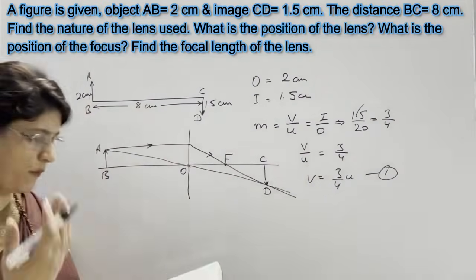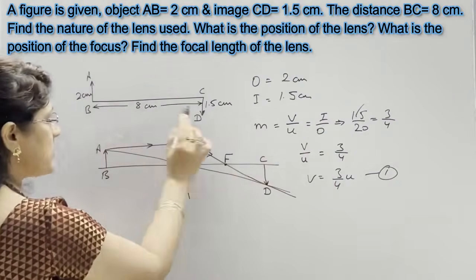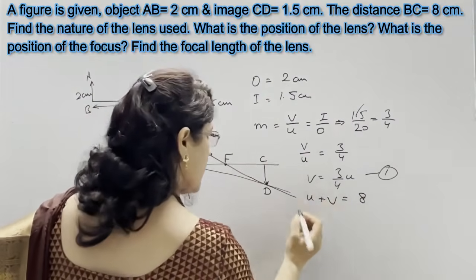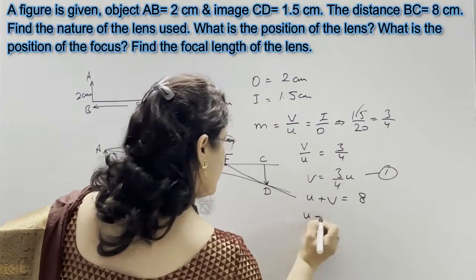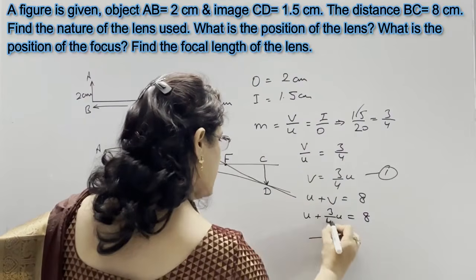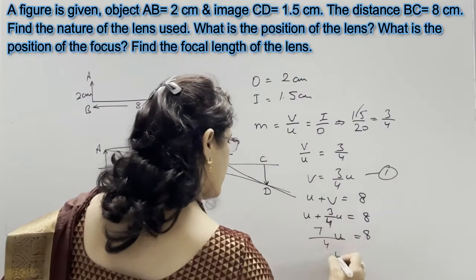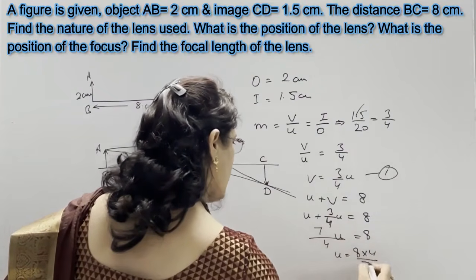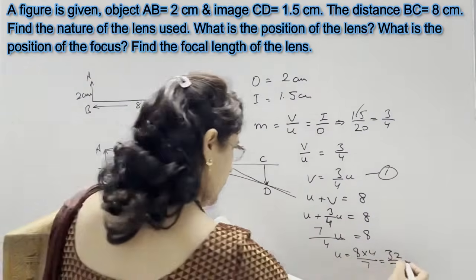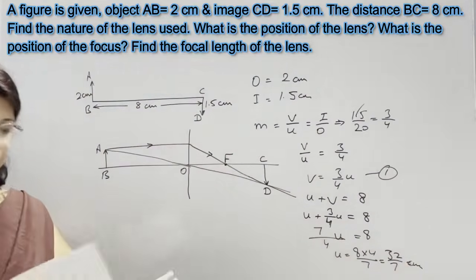The value of V in terms of U we are taking here. Now the second equation, we know that this total value is 8. It means U plus V total is 8. We are putting this value here. U plus 3 by 4 U is equal to 8. So LCM is 4. 4U plus 3U, it means 7U is equal to 8. So the value of U is 8 into 4 upon 7. It means 32 upon 7 centimeter. In fractions we can take it here.